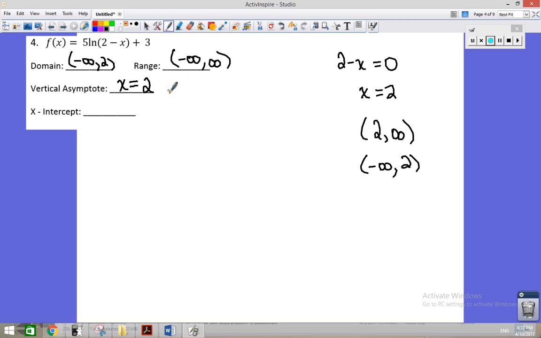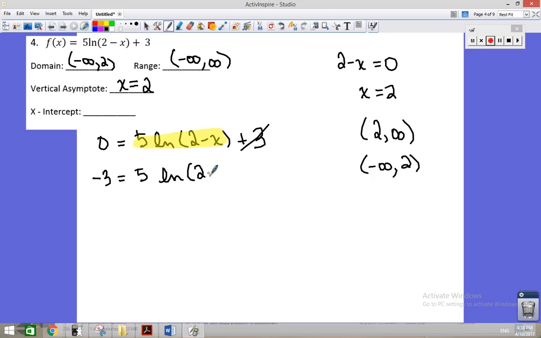To find the x-intercept, we need to let y equal 0. So we need to solve this logarithmic equation here. On the right-hand side, I see two terms. My variable is x, and the first term has my variable of interest, so I need to get that term by itself. So I need to subtract 3 from both sides of the equation. When I subtract it over here, that cancels, and 0 minus 3 is negative 3. So now I see that I have 5 times the natural log of 2 minus x.